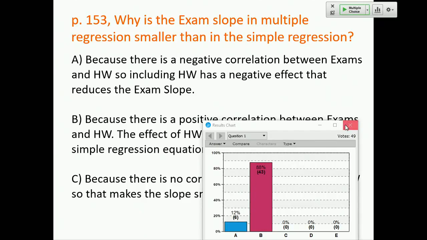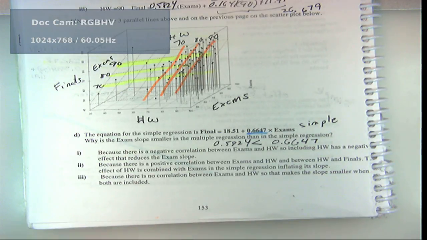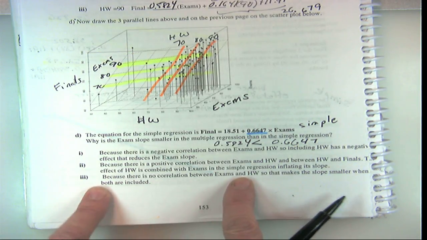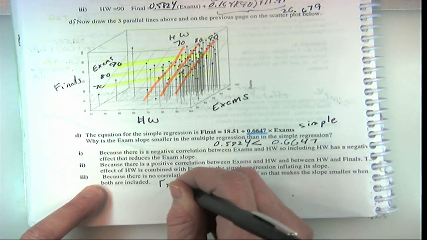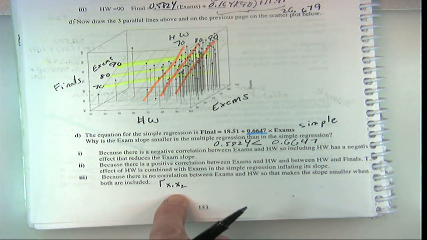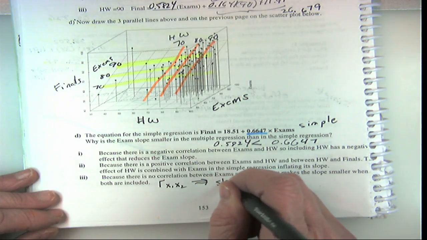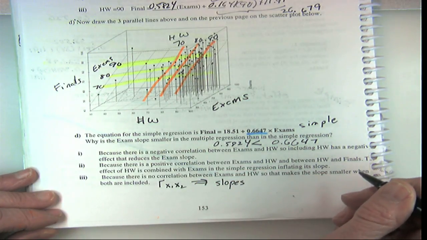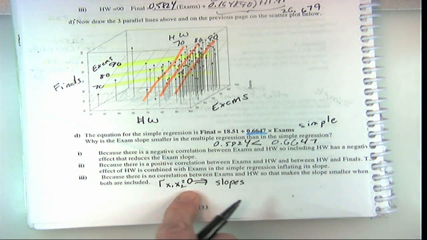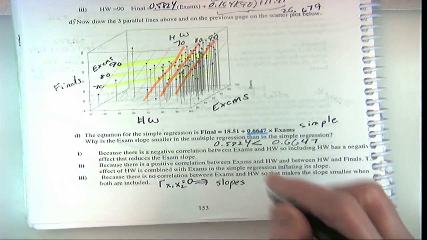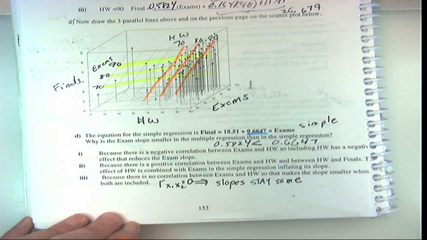Great. That's terrific. Let's go back to the document camera then. If you look at this, remember, when there's no correlation, if x1 and x2 are uncorrelated, then what happens? That means the slopes are the same. The slopes don't change between simple and multiple regression. If the correlation is equal to 0, then the slopes stay the same when you go from the simple to the multiple.